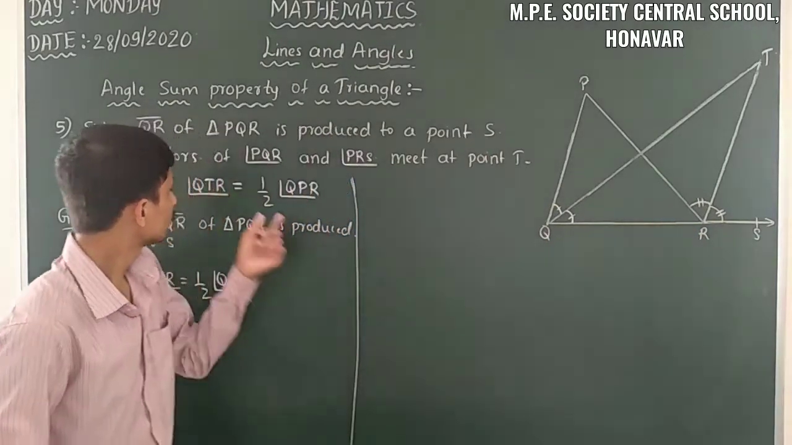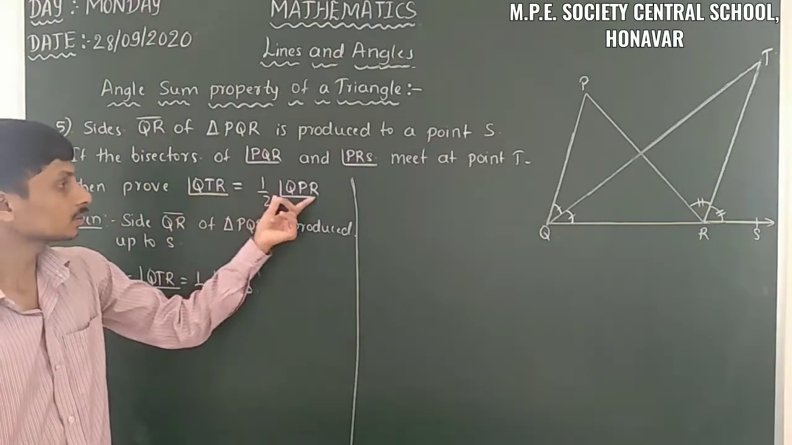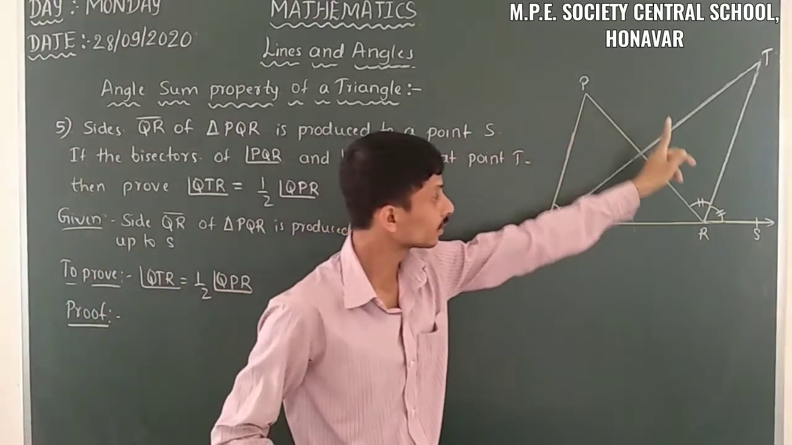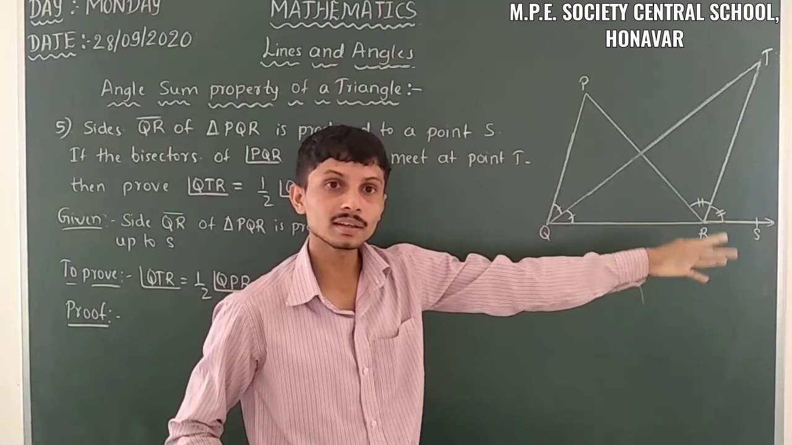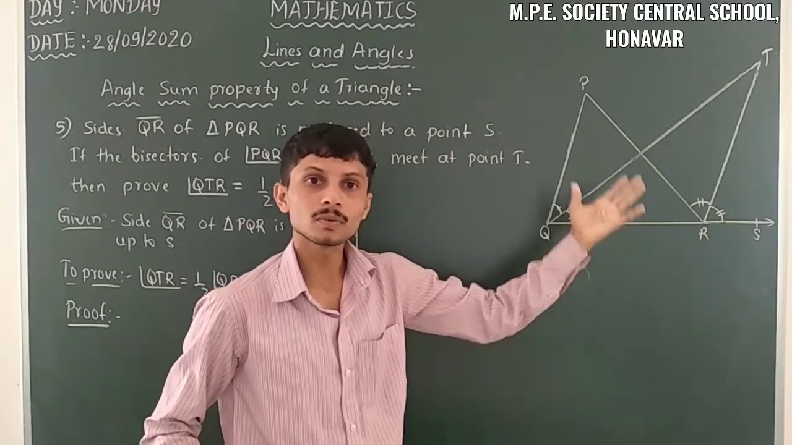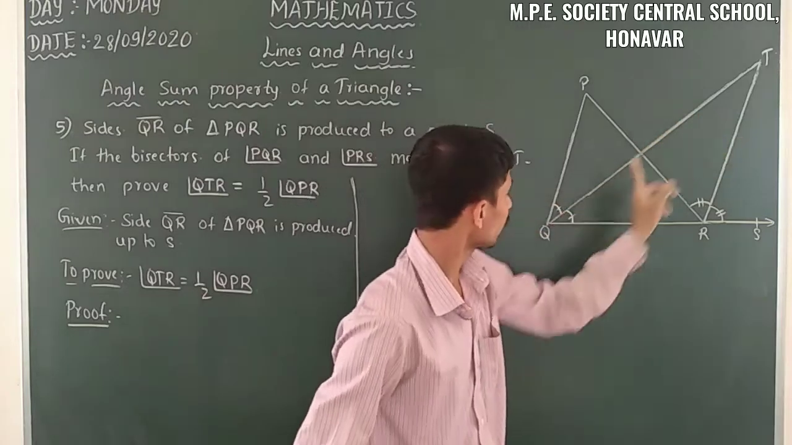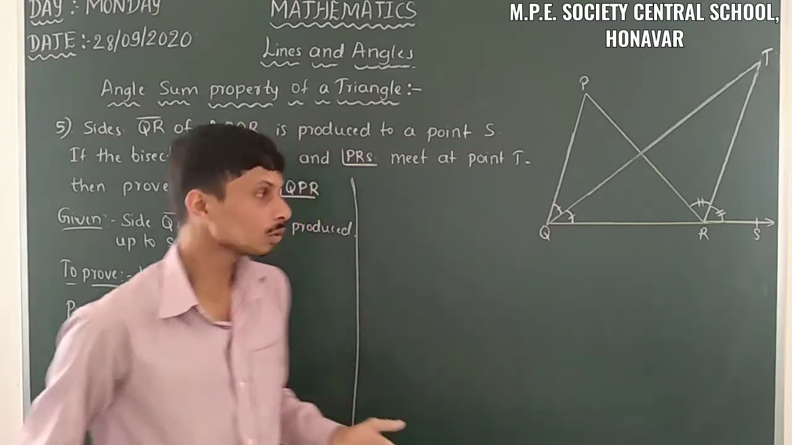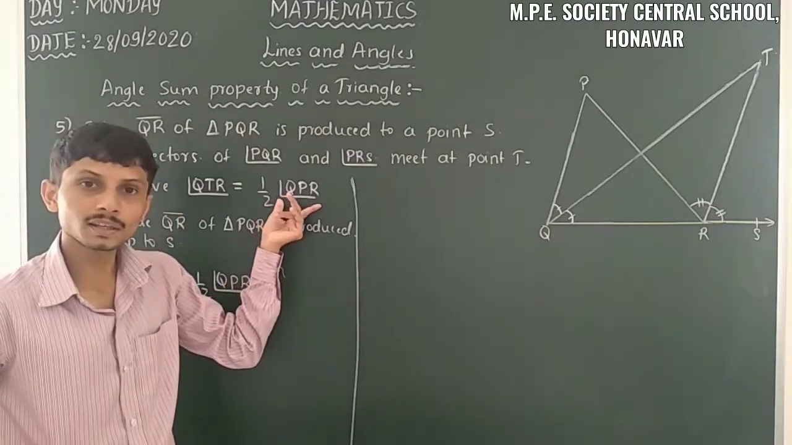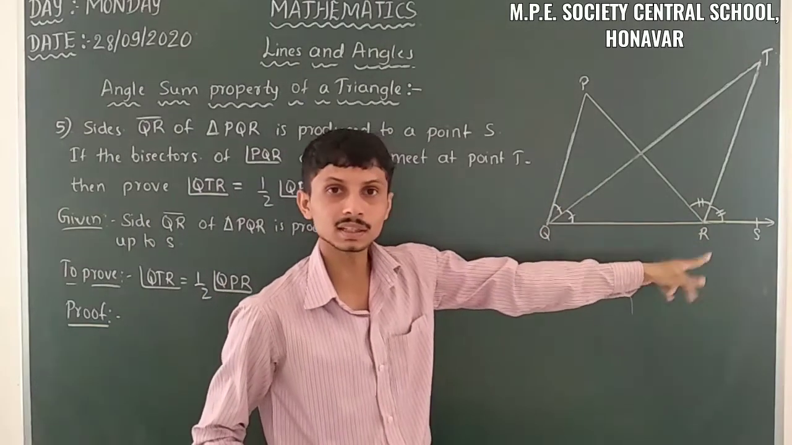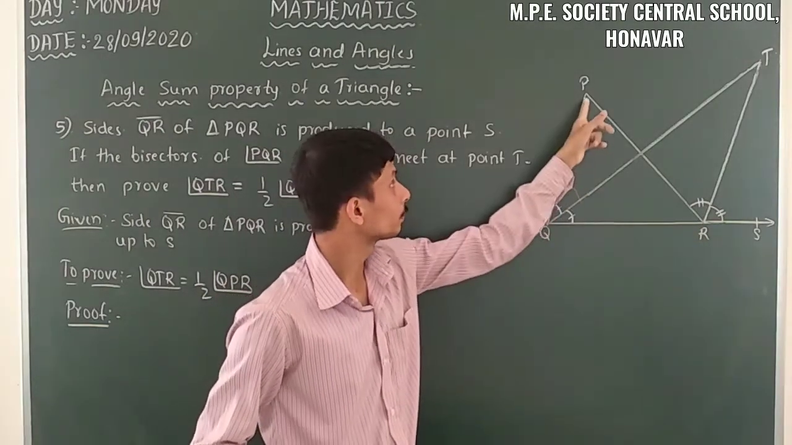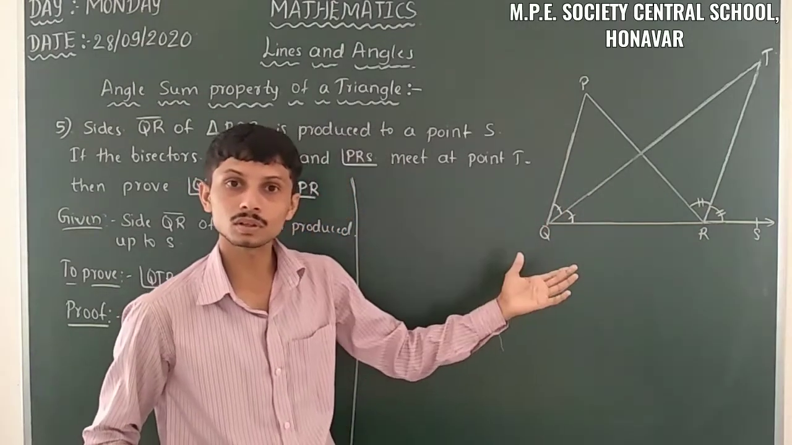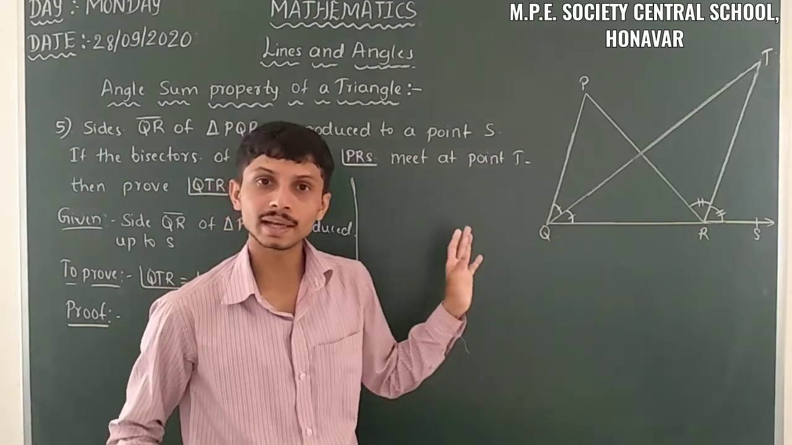Here just observe QTR. We want QTR and also QPR. When we take TRS as the exterior angle, it is equal to the sum of the interior opposite angles, that is QTR and this angle. Also, in QPR, when we take TRS as the exterior angle, QPR plus PQR, the sum of those two, is equal to the exterior angle formed.